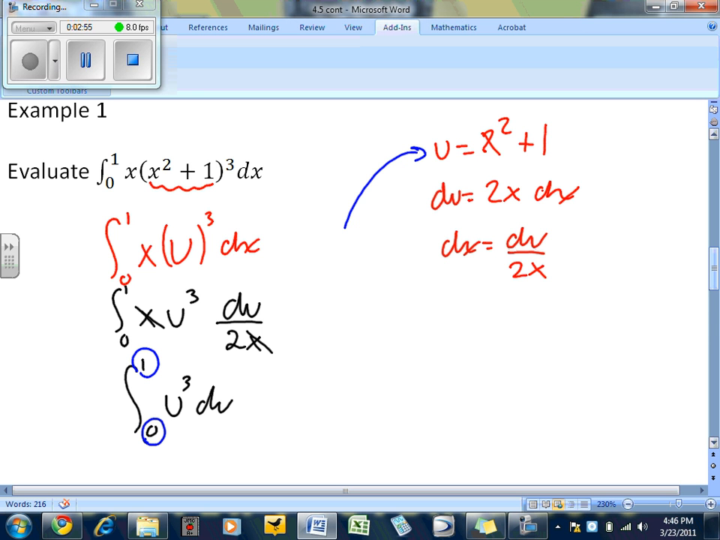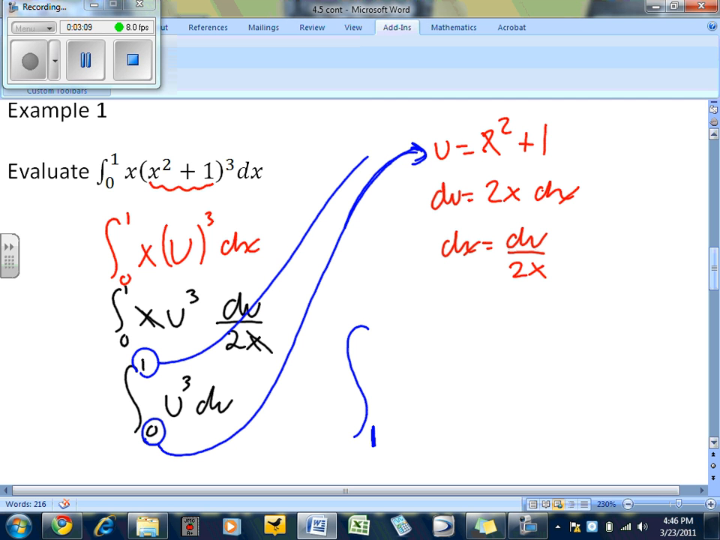Okay, so let's change our upper and our lower limit. Our lower limit is going to be when x equals 0, what does u equal? Well, that's up here. When x equals 0, u is going to equal 1. So our new lower limit is going to be 1. Our new upper limit, we're going to plug 1 into x. 1 squared is 1, plus 1 is 2, so our new upper limit is 2.